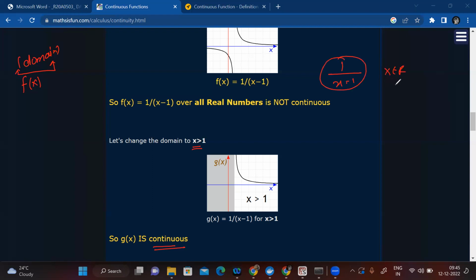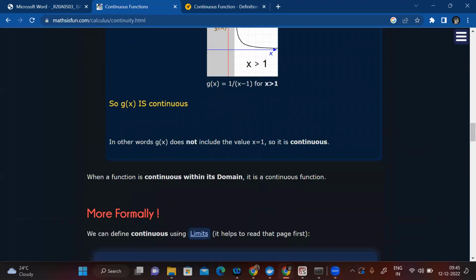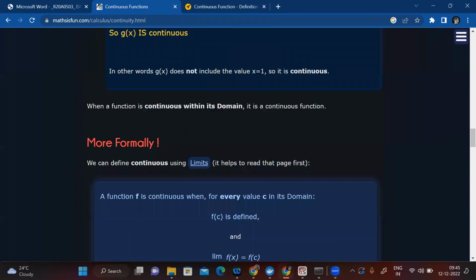But if I restrict my x, if I'm saying that x will be strictly greater than 1, then in this case you can see this is an unbreakable curve. So we can say this is continuous now. I hope the concept of a continuous function is becoming clear. We will come to the formal definition in a while.